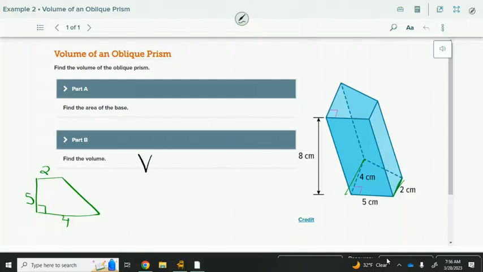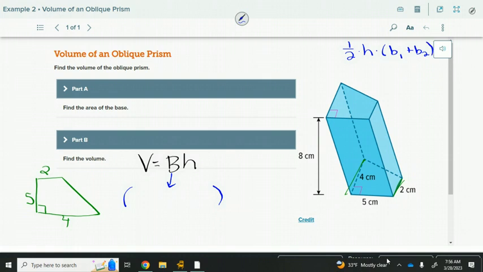Okay, so our formula is big B times H. But in place of this big B, we've got to put the whole area formula for the base. So we need to put the whole area of the trapezoid. So up here, I'm going to put a little reminder. This is how we find the area of a trapezoid. So we've got to figure this out and put that all in place of big B. So I'm going to put 1/2.